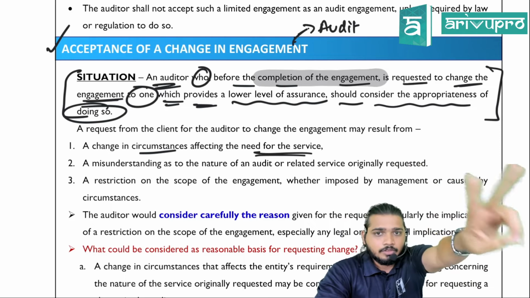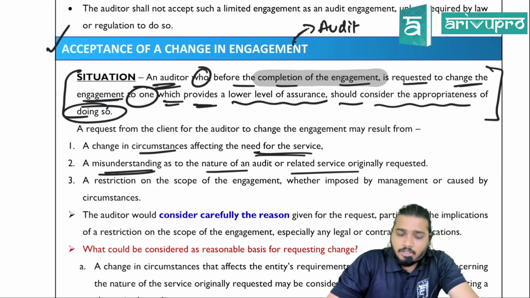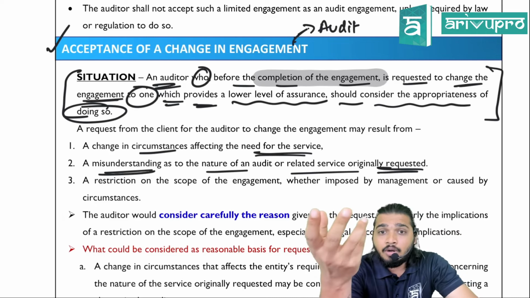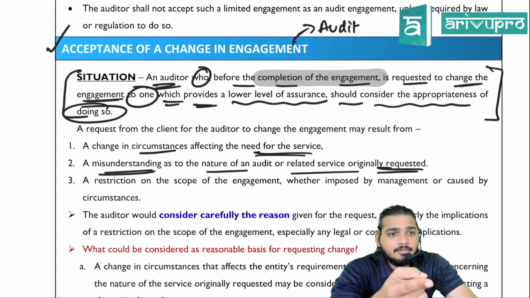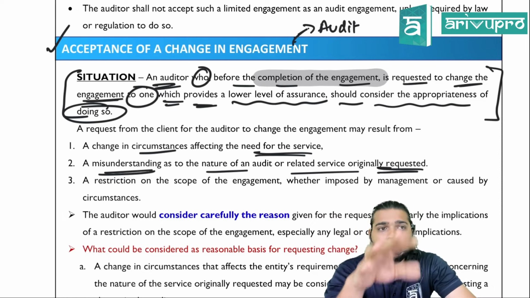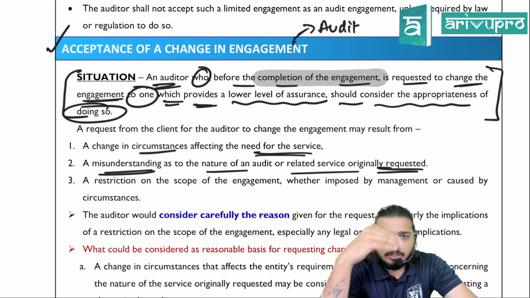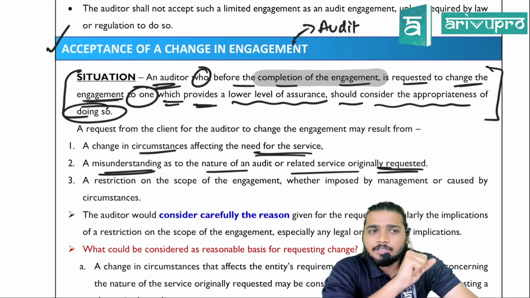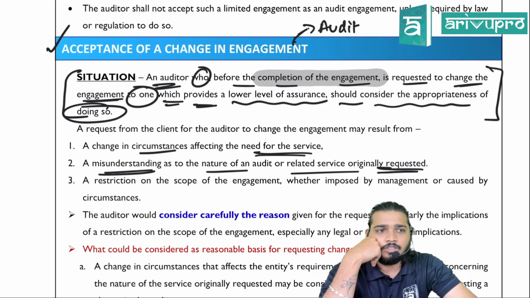Number 2, second reason, misunderstanding as to the nature of an audit or related service originally requested. What I told, what they understood, there is a misunderstanding. Are you getting my point? I told, sir, I will teach audit, and I said I need a good number of hours. I didn't mention how much. They also said, okay, sir, teach.